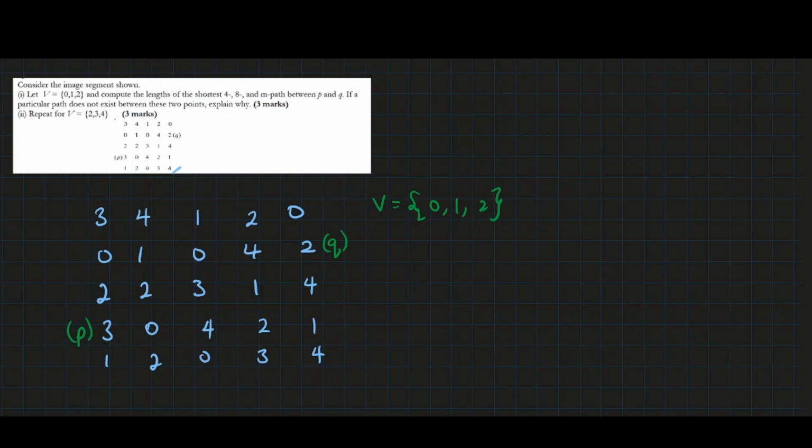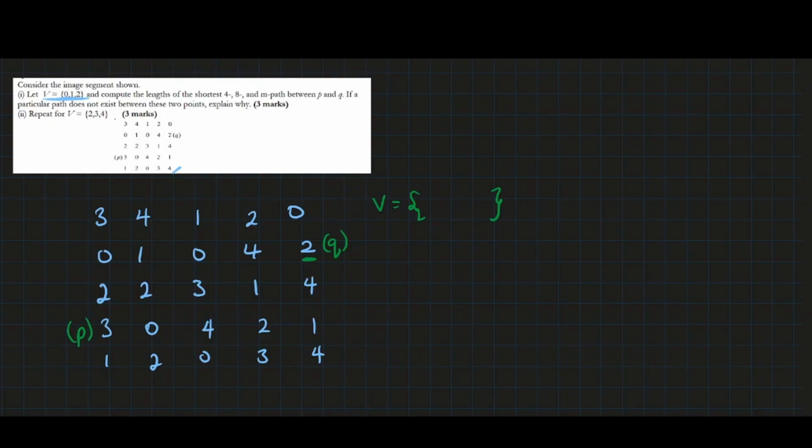Now you see, to even start the path, you have to ensure that the value of P and the value of Q are in the set V. Yes, the value of Q is in the set V, but the value of P is not in the set V. Therefore, you can't even start this path because you're not allowed to step on values that are not in V. So personally, I'll say that if you're using this particular set, there's no valid path, whether for 8 or M, you can't even start.